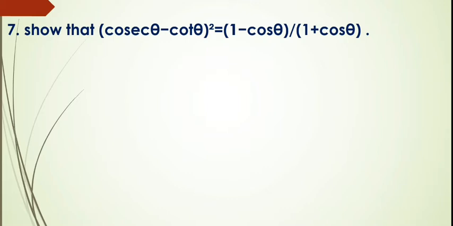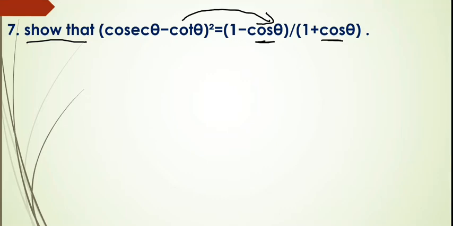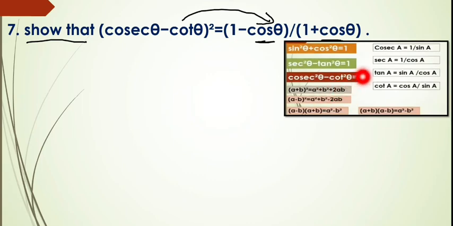See the next problem. Show that (cosec θ − cot θ)² is equal to (1 − cos θ)/(1 + cos θ). This is a show-that problem, so compulsorily we have to get the right side value. The right side value is in terms of cos, so just convert these two into cos. To get cos, we can convert cosec θ into 1 by sin θ and cot θ into cos θ by sin θ. So just observe that.